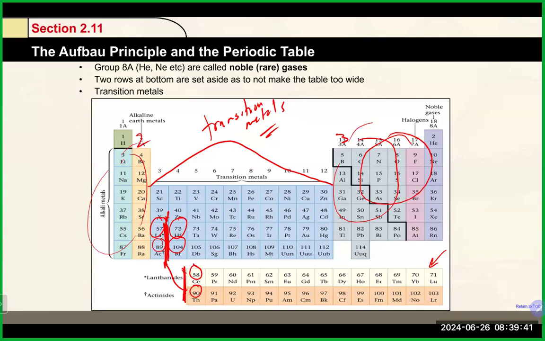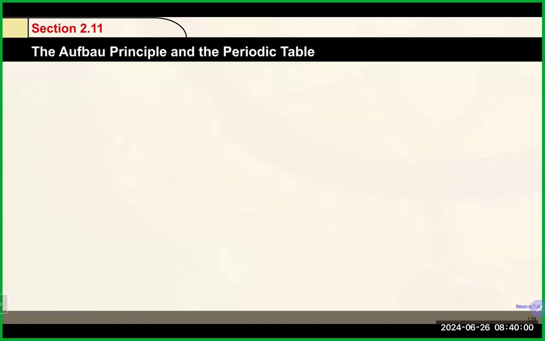The two rows on the bottom, the lanthanide and actinide series, because they should follow on the periodic table, are also sometimes referred to as inner transition metals, because technically they should go where the transition metals are. So sometimes they're referred to as inner transition metals, those two rows on the bottom. Any questions on that?